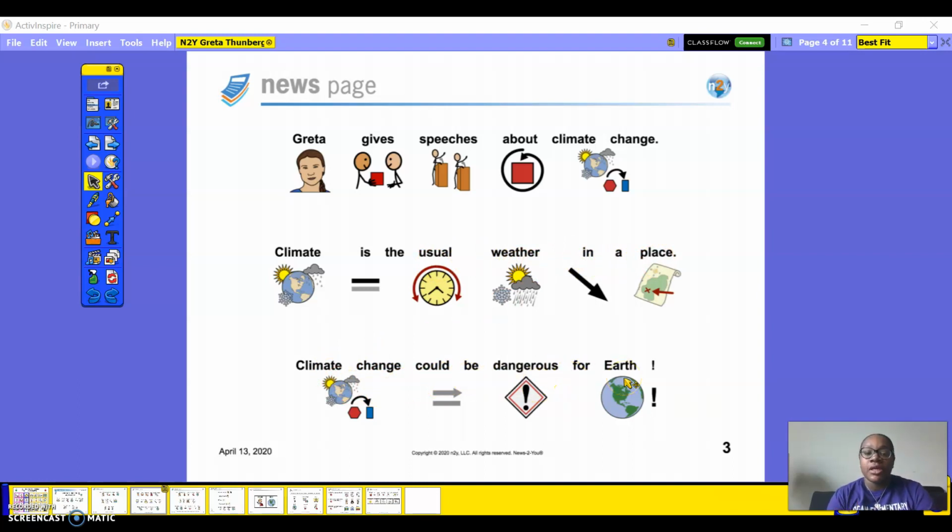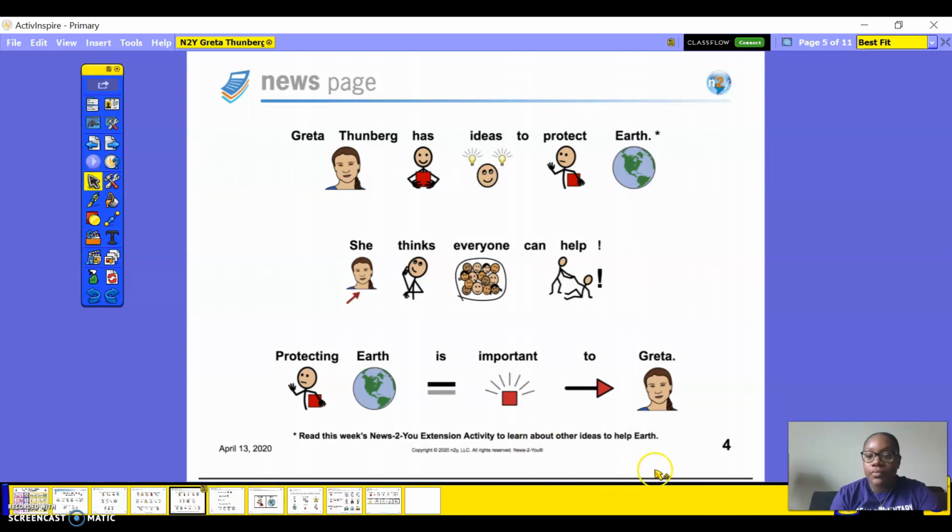So if you looked at the content lesson for last week, our science lesson was on weather and climate. So these words may be familiar to you if you were able to access that lesson. All right, we're going to turn the page, page 4. Greta Thunberg has ideas to protect Earth. She thinks everyone can help. Protecting Earth is important to Greta.